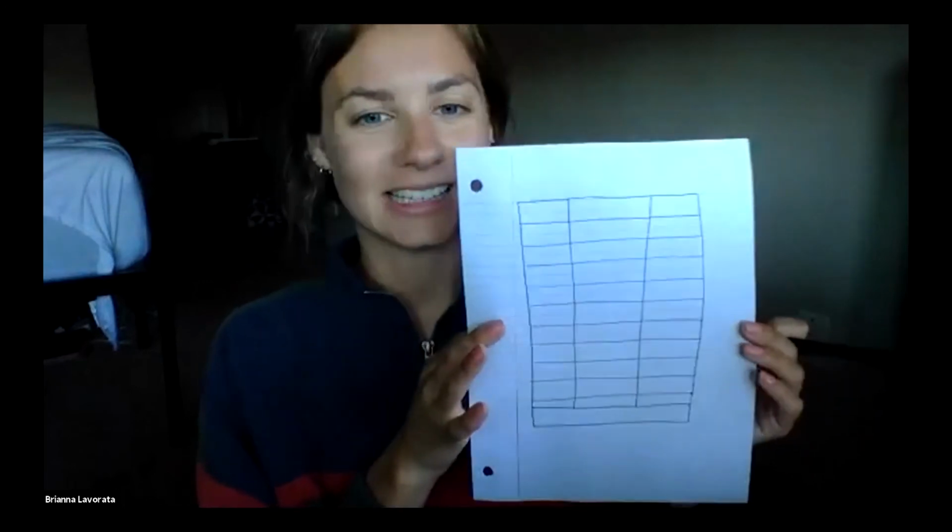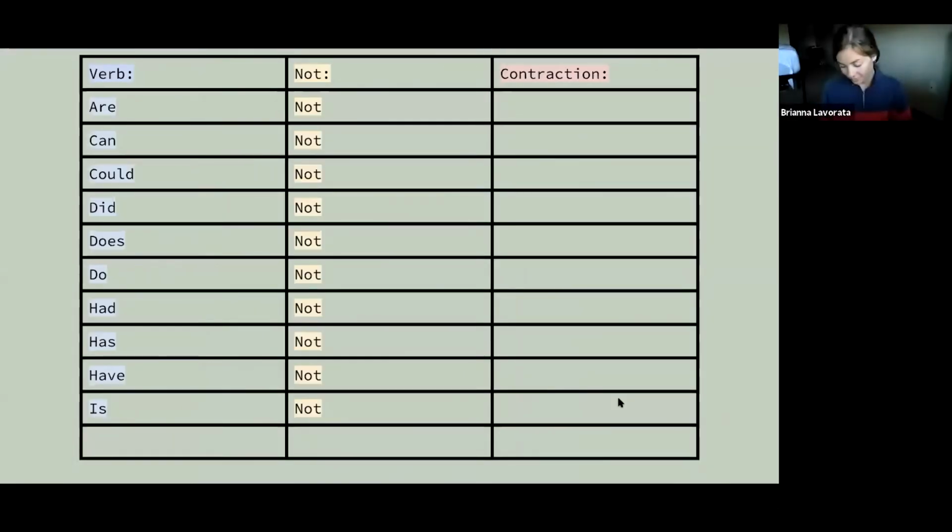I'll leave this up here for a second. I understand my lines are not straight. I don't have a ruler, so do not feel pressured to make your lines straight. This is just a fun activity to do at home during this time. Now go ahead and write with your 3 different colors. Write verb. So I chose blue, verb.